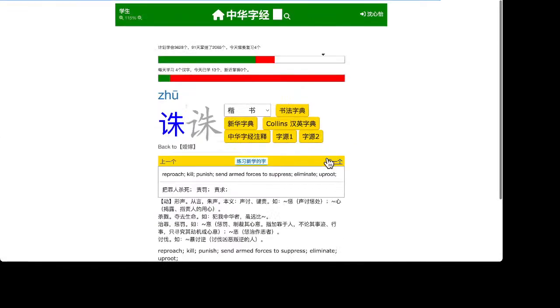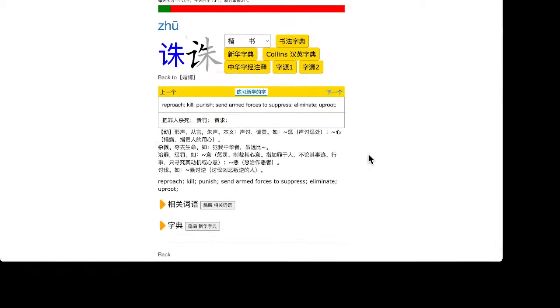Next one, 诛. 诛 means reproach. Another meaning is kill, punish. So this is the main meaning: either reproach, punish, or kill. It also means sending armed forces to suppress, going a long way to punish or to kill. Eliminate, uproot, completely eliminate, extermination. Okay, so that's what this means.